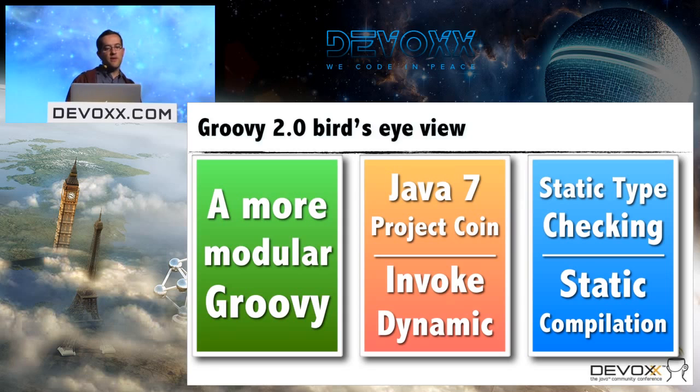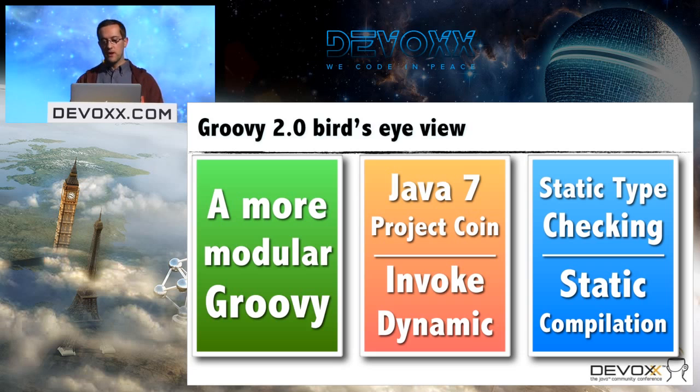There are three big themes. First of all, modularity in Groovy. It's not quite the same scope as Jigsaw, for example, but we'll have a look at what it means. Then the Java 7 theme with the Project Coin syntax enhancements that came to Java 7. The invoke dynamic support, because JDK 7 comes with a new bytecode instruction for facilitating the implementation of dynamic languages.